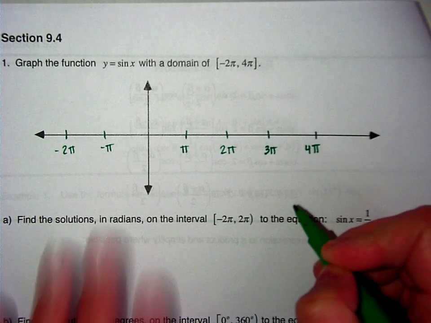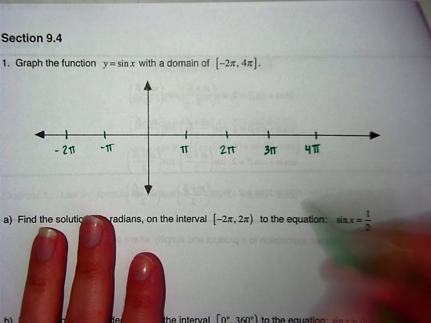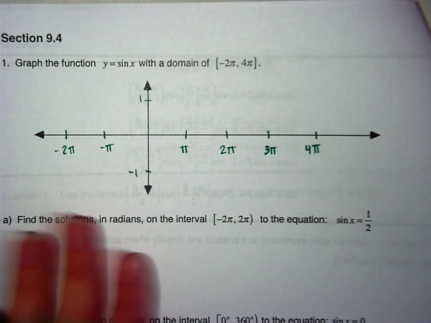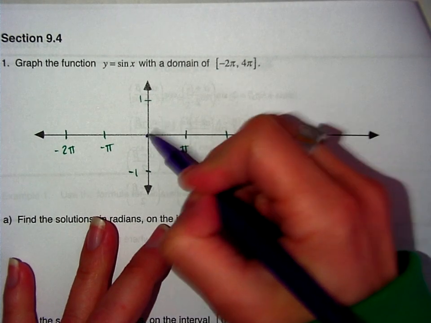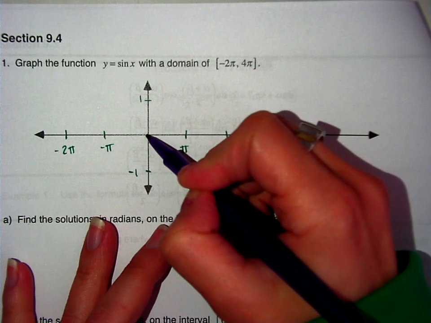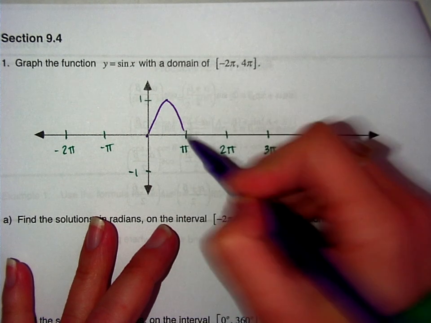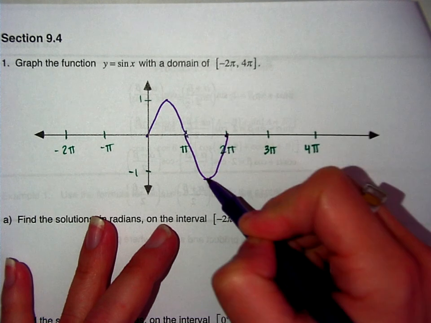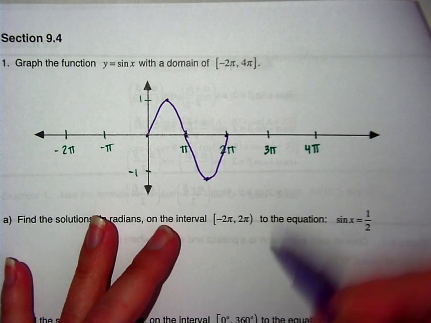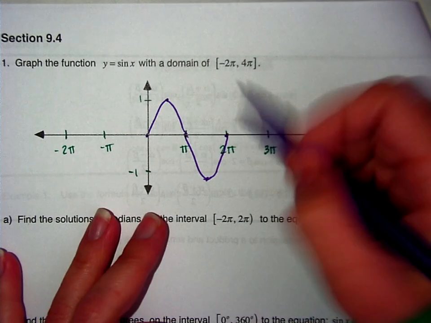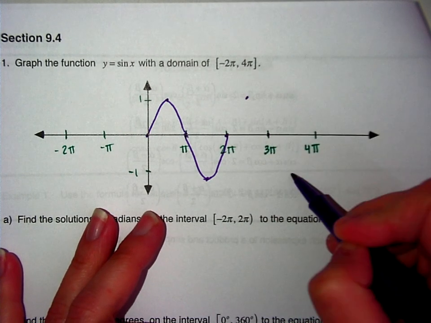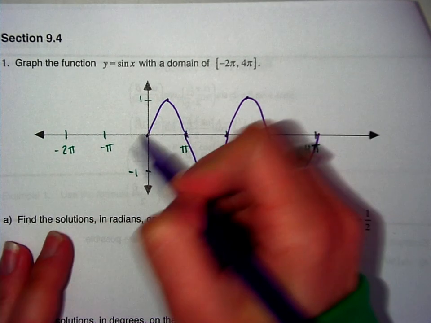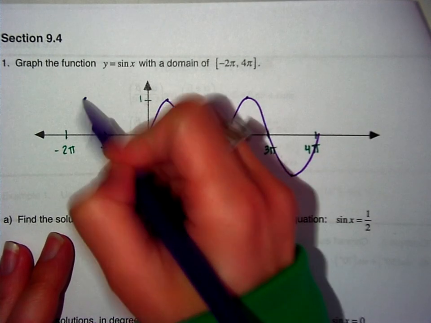Okay, so one sine curve, when we do our period for sine, we go all the way up to 1, down to negative 1. Goes from 0 and back up. Right, so there's our one curve. Now we can continue that same curve throughout, all the way up to 4 pi, and to the left the same idea, all the way to negative 2 pi.